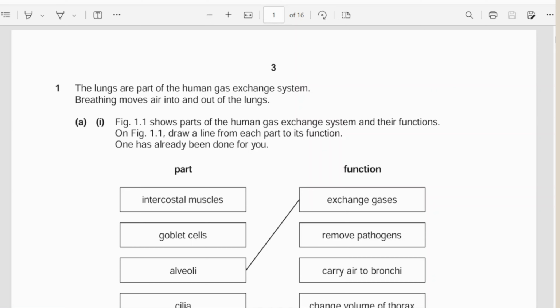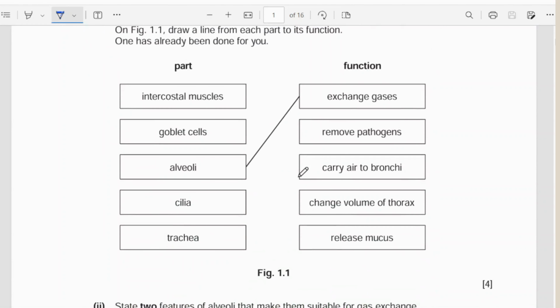So question number one: the lungs are part of the human gas exchange system. Breathing moves air into and out of the lungs. Figure 1.1 shows part of the human gas exchange system and their functions. You have to draw a line from each part to its function. Okay, so alveoli: gaseous exchange takes place in alveoli.